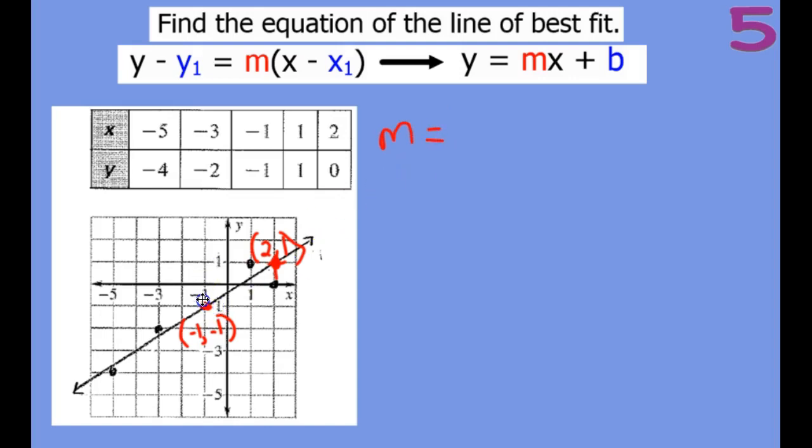So we can count this up. 1, 2. So our rise is 2. Our run is 1, 2, 3. So 2 over 3.